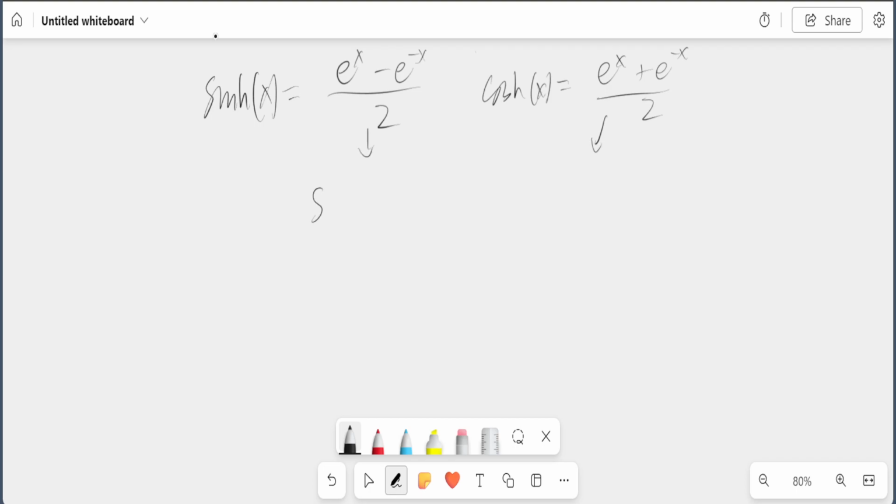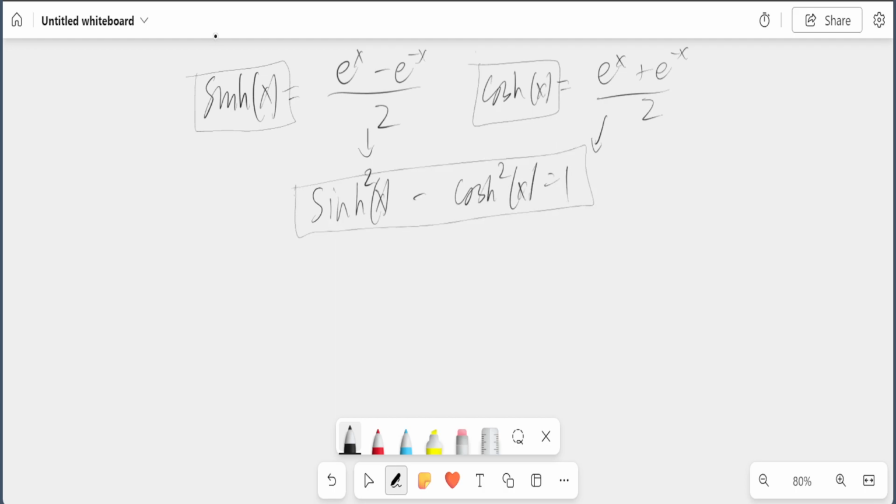Unlike sine and cosine, where sine squared plus cosine squared is equal to 1, this squared minus this squared is equal to 1. There's some relationship. I'll have to go look at it a little more, and then I'll send it in the Discord.